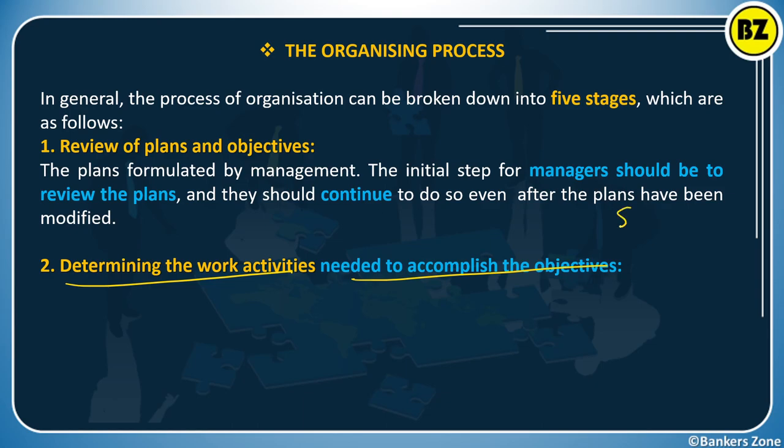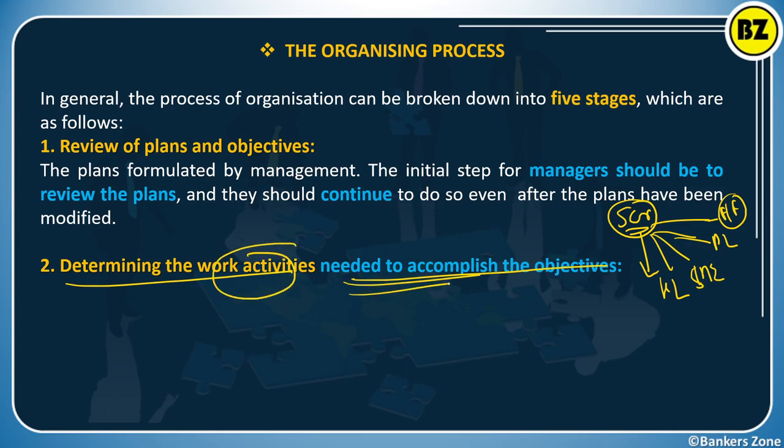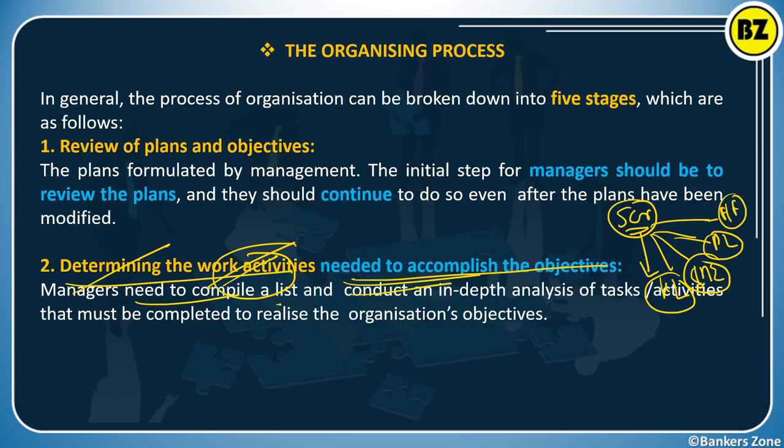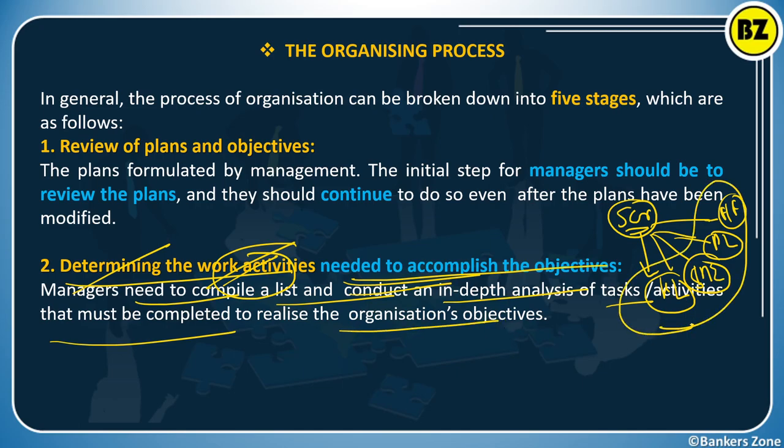Next, determining the work activity needed to accomplish the objective. To achieve 50 crores of business, the branch manager must have some plan. For example, how much housing loan, how much SME loan, how much personal loan he can sanction, and how much is footfall business, which is naturally occurring business. He will determine these activities. The manager needs to list and conduct an in-depth analysis of the task activities that must be completed to realize the organization's objective. These are the different activities the manager has determined.